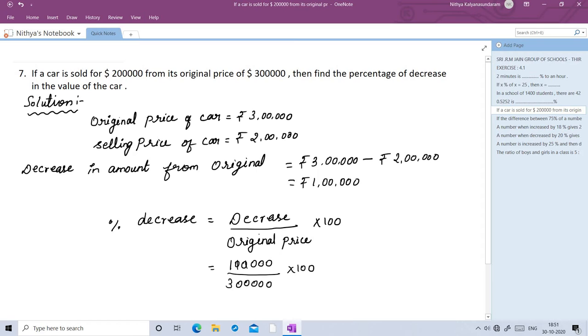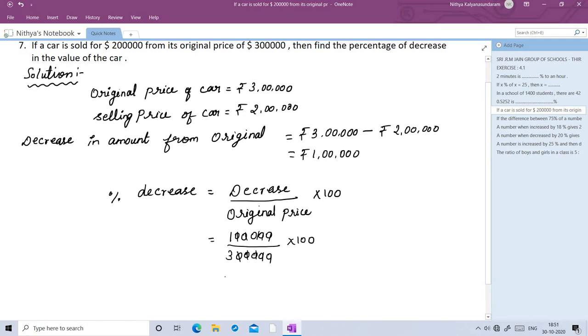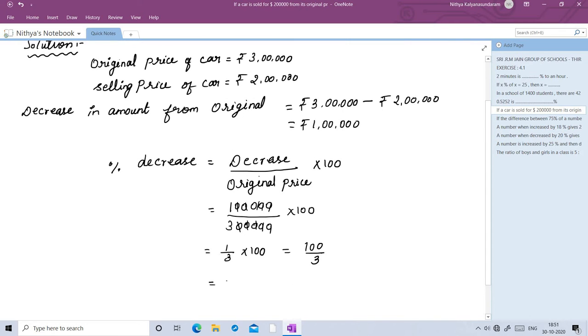So we can cancel 5 zeros in the numerator; in the denominator also we have 5 zeros, so cancel. So 1 by 3 into 100. Numerator we have 1 into 100. So 1 by 3 into 100 is equal to 100 by 3. 100 by 3 is an improper fraction. Convert into mixed fraction: 33 1 by 3 percentage. So percentage of decrease is equal to 33 1 by 3 percent.